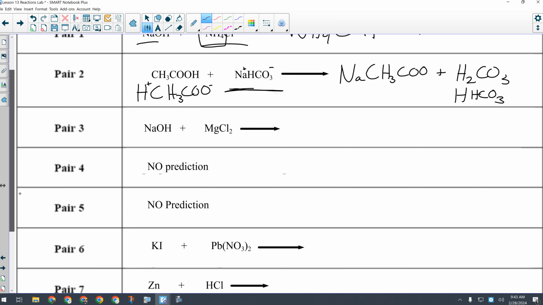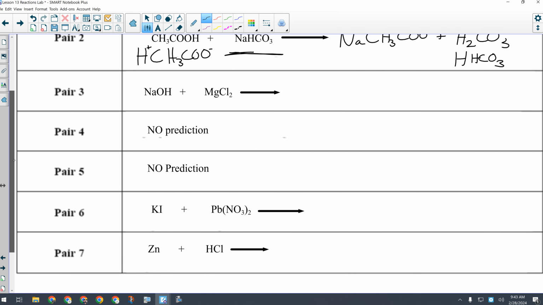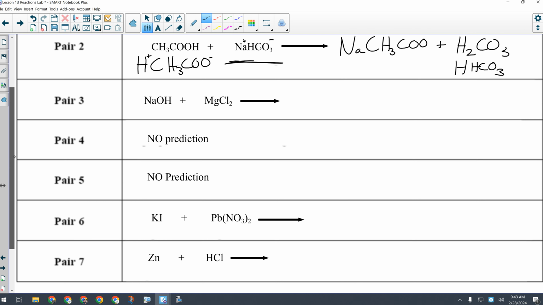All right, so those ones were kind of funny ones because they had some ions that you hadn't seen before. The rest of these, you should be able to predict no problem given what we've been doing in class the last couple of days. You do not need to predict pair 4 or pair 5. In fact, I think I have the full reaction already written in there for you, because they involve an indicator. Indicators are chemicals that change color given on pH. The one we're using tomorrow is called phenolphthalein.